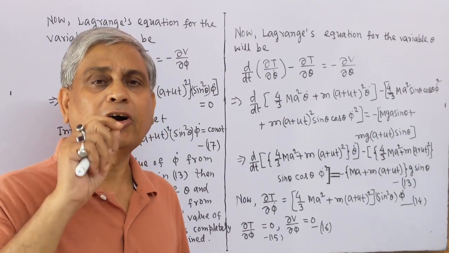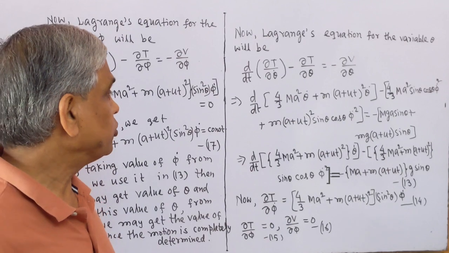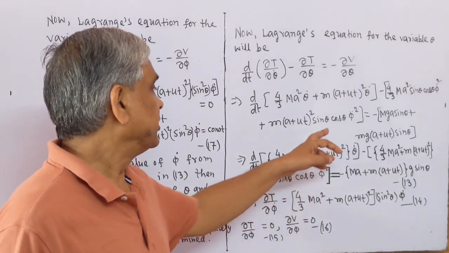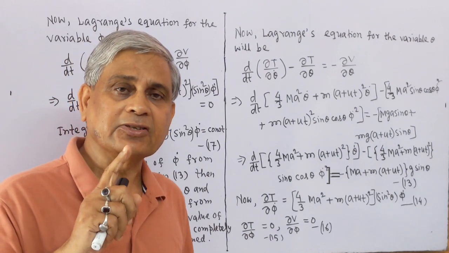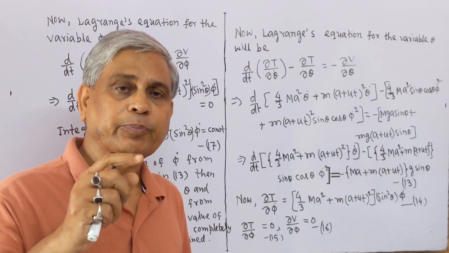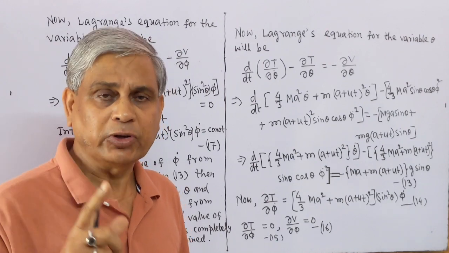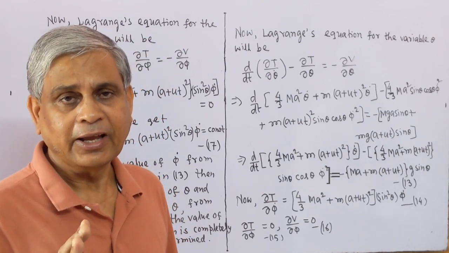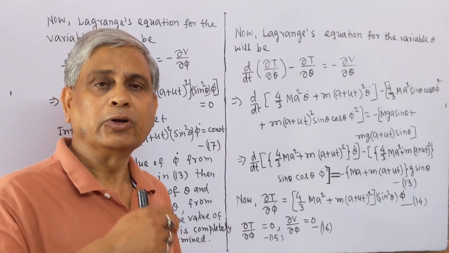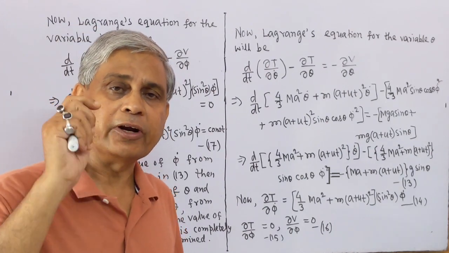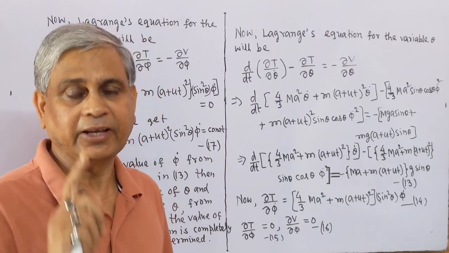So the equation of motion is completely determined, because with the help of theta and phi, and the distance of the insect from the fixed point being a plus ut at time t, and here we get theta and phi, we may find the x coordinate, y coordinate and z coordinate of the insect completely.